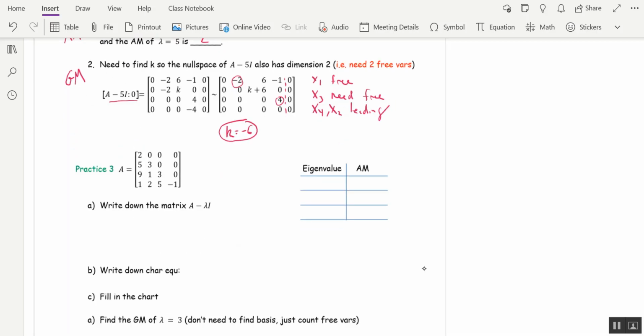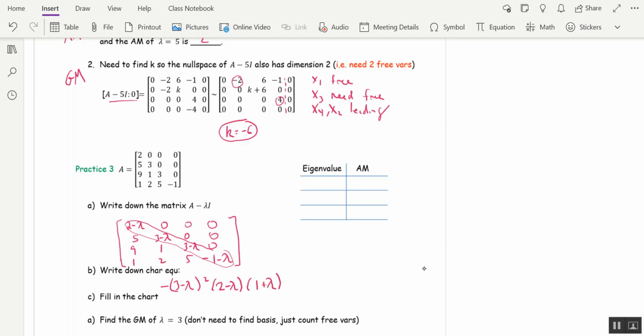Okay, hopefully you did that. I'll write down A minus lambda I. There's A minus lambda I. That's a lower triangular matrix. So again, the determinant of that matrix is the product of the entries on the main diagonal. So my characteristic equation is going to be, I'm going to mentally compute the determinant of that matrix. That's 3 minus lambda squared, and then 2 minus lambda, and then for that last factor, I'm going to pull out a negative 1 and put 1 plus lambda, and I set that equal to 0. That is the characteristic equation.